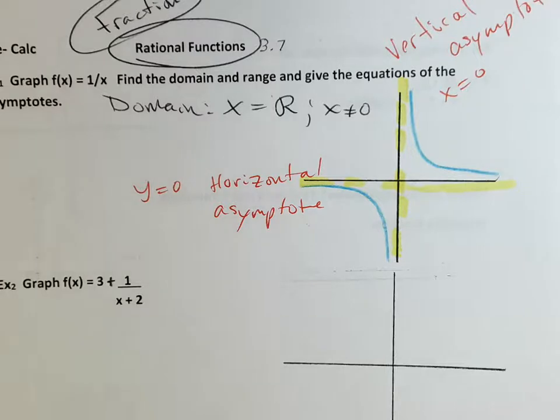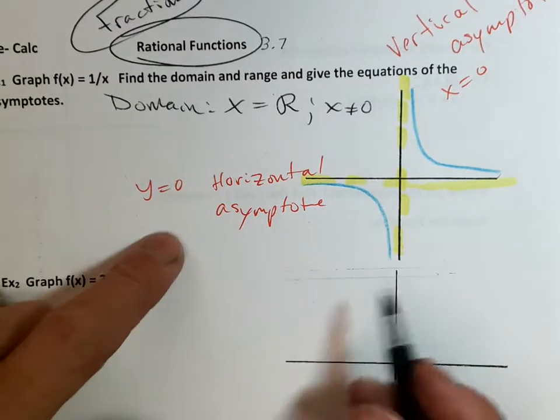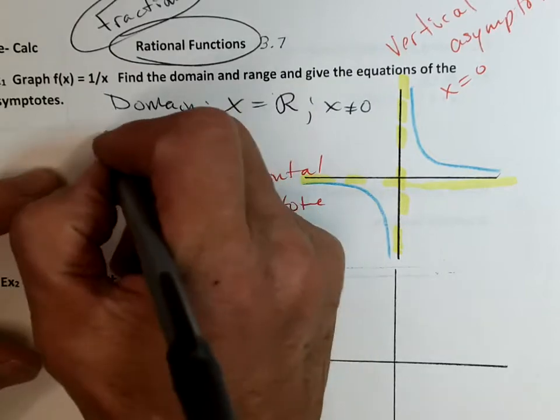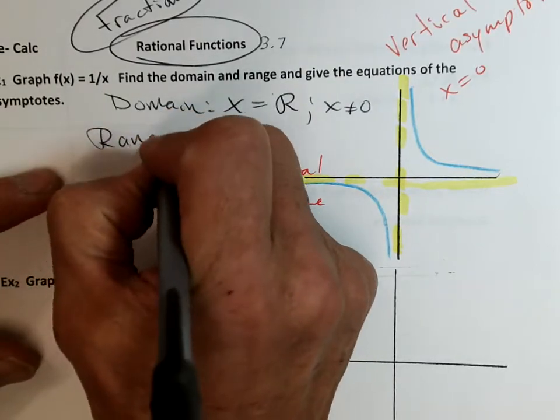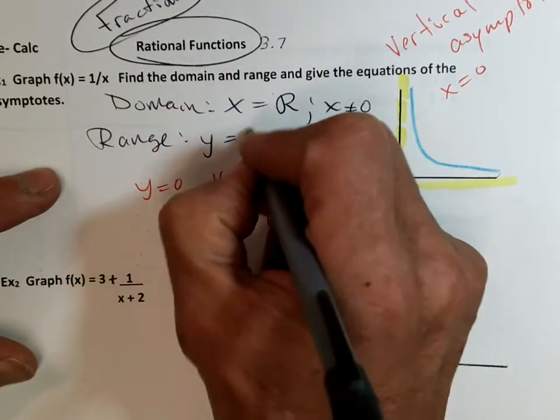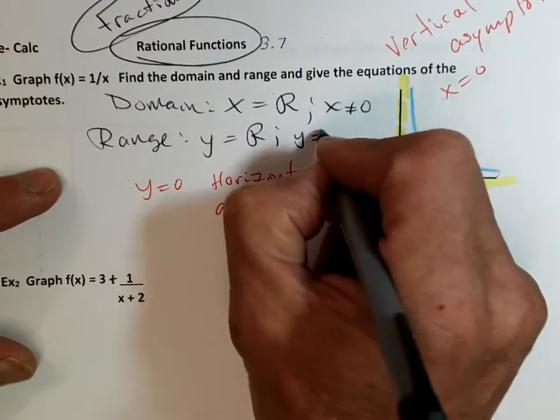No cookies for you. Sad, sad, sad day. The range: the y values go forever up and forever down except for one spot, and that's at 0, okay? So the range is simply y equals all real numbers except y cannot equal 0.